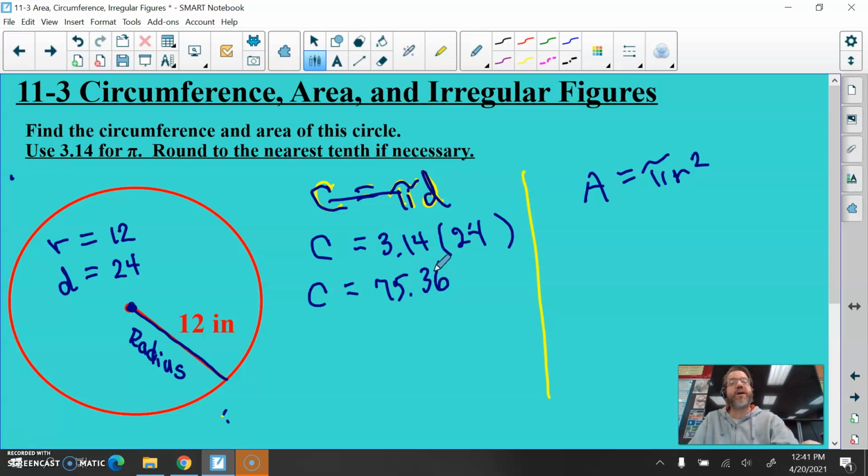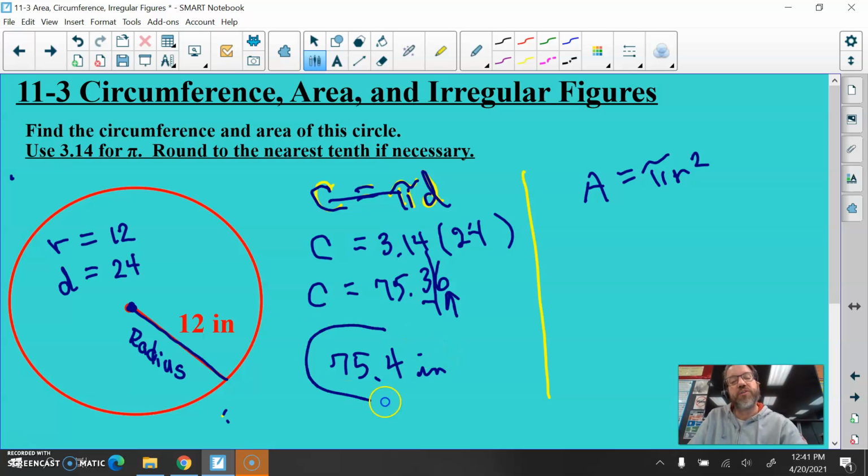All right, now it does say to round to the nearest tenth if necessary. In this example, that is necessary. In the tenths place, I have a 3. To the right of that in the hundredths place is a 6. And remember, if it's 5 or more, then we'll let this 3 soar. And that's 5 or more, so the 3 will round up to 4. So my circumference is 75.4. My label is inches. All this means is that if you travel around this circle, it's about 75.4 inches going around the outside of that circle.